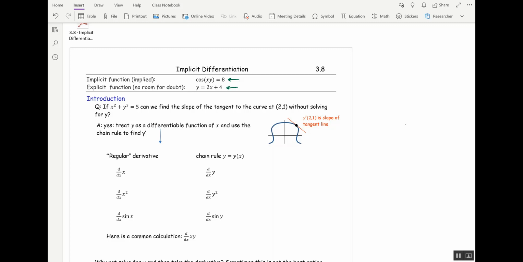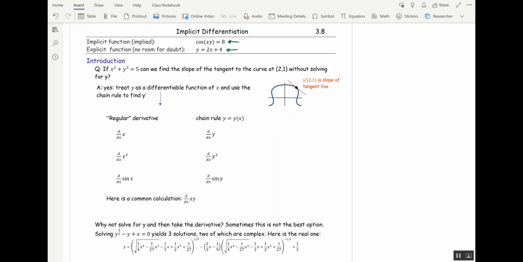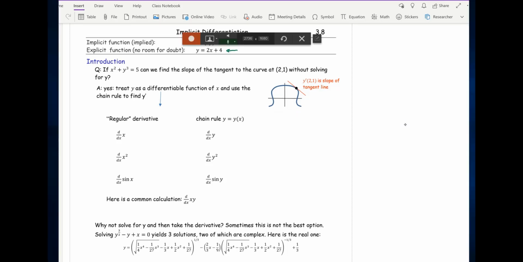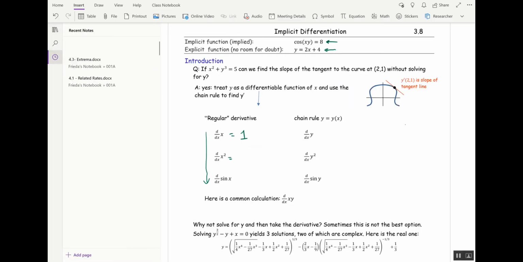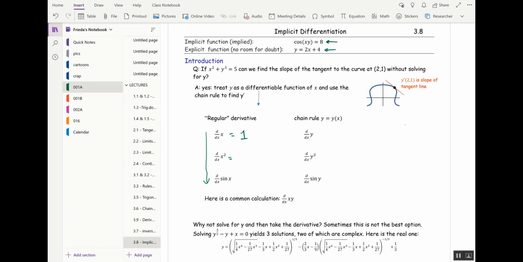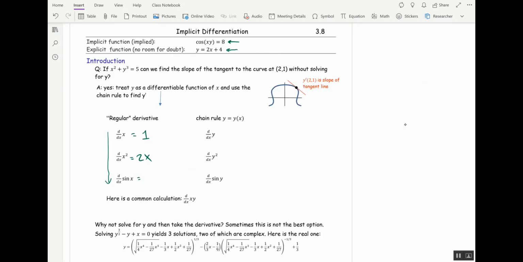Before I can show you how to do that, I need to show you the basic implicit differentiation. If you're taking the derivative with respect to x of any function of x, that would be the left-hand column. It's going to be a normal derivative. Here we take the derivative of x, which is 1. Here, the derivative of x squared, use the power rule, 2x. This one, the derivative of sine x, is cos x.